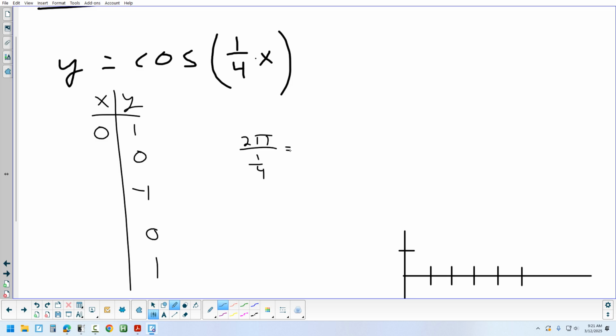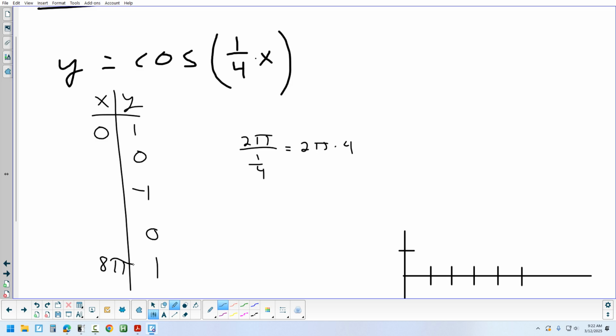Multiply by 4. Multiply by the reciprocal, which is 4. So the graph starts at 0, and the cycle is going to end at 8 pi. Now, just to be clear, the graph doesn't stop at 8 pi. The graph goes forever. I'm saying the first cycle stops at 8 pi.